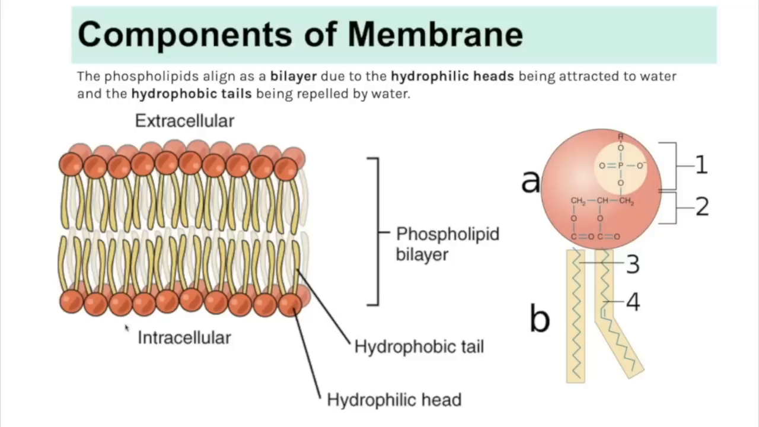To create the bilayer, the phospholipids align in this manner because of the fact that the phospholipid has a hydrophilic head due to that negative charge on the phosphate group, and that causes it to be attracted to water. Whereas the hydrophobic tails, those are repelled by water but can interact with lipids. So the phospholipids end up spinning round so that the tails are opposite each other, the heads are on the outside where they can interact with water.